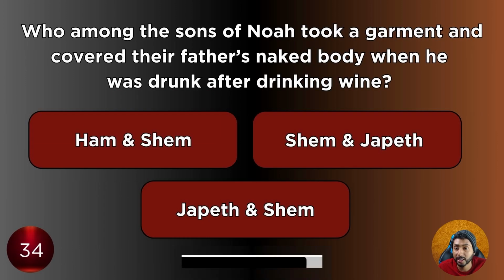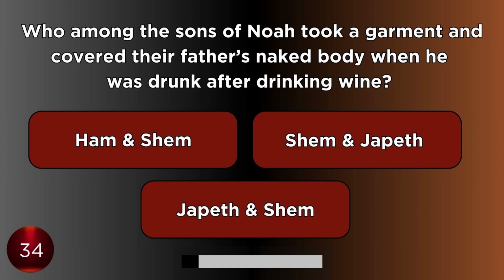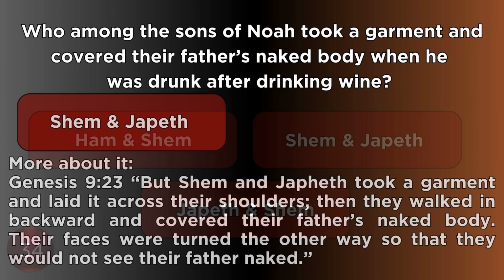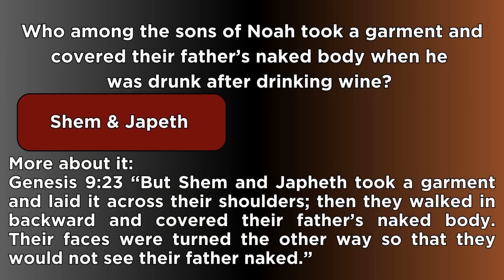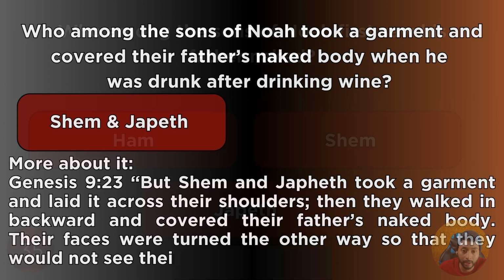34. Who among the sons of Noah took a garment and covered their father's naked body when he was drunk after drinking wine? Ham and Shem, Shem and Japheth, or Japheth and Shem? Shem and Japheth. Genesis 9:23. But Shem and Japheth took a garment and laid it across their shoulders. Then they walked in backward and covered their father's naked body. Their faces were turned the other way so that they would not see their father naked.